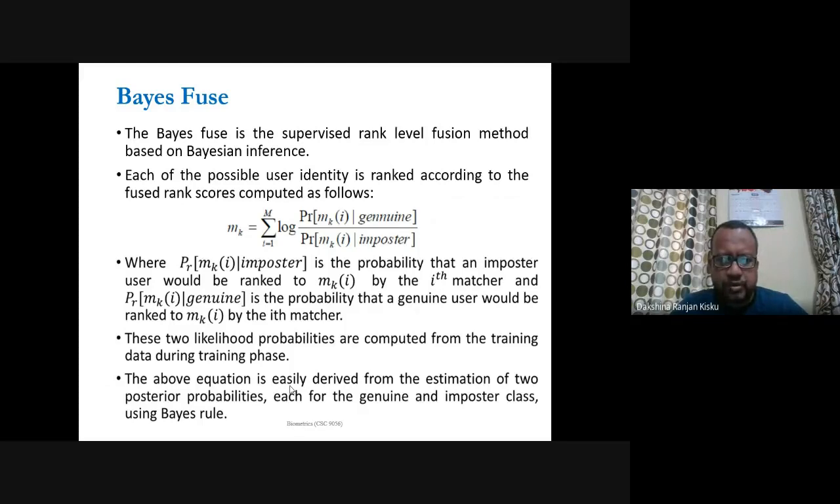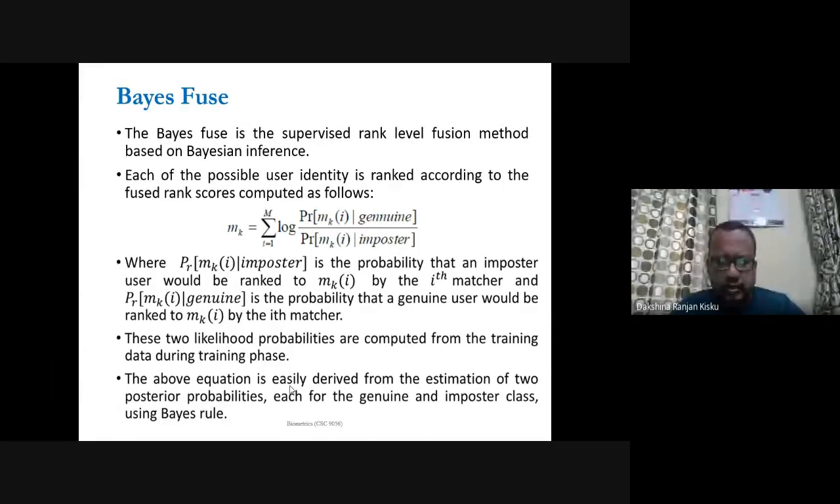Here each of the possible user identities is ranked according to the fused rank score computed by the likelihood ratio. So first we obtain the likelihood ratio of the genuine scores and imposter scores. Then we obtain the log of this likelihood ratio, and finally we get the sum over the different matchers. Here small mk is the fused rank, and capital N is the number of matchers, and we get the log of the likelihood ratio of genuine scores and imposter scores.